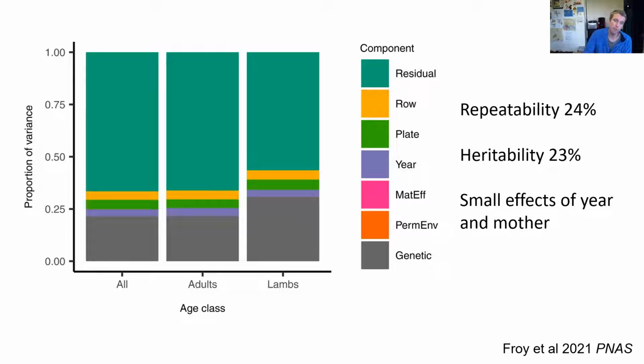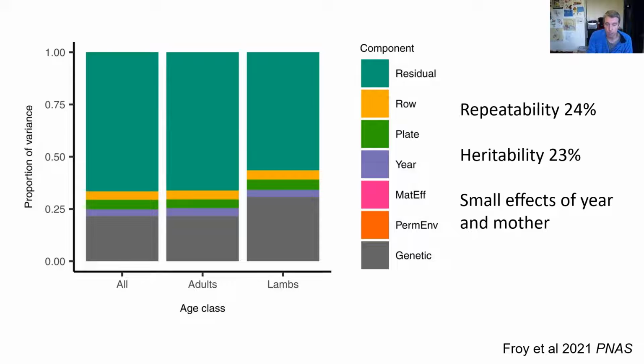And what Hannah was able to do was to use the population pedigree to decompose that repeatability effect into a genetic and a non-genetic component. And what she found was that almost all of the variance among individuals was attributable to genetic effects. So the heritability came out as being almost exactly the same as the repeatability. So the heritability of telomere length in this data set is 23%, which again, is appreciable.